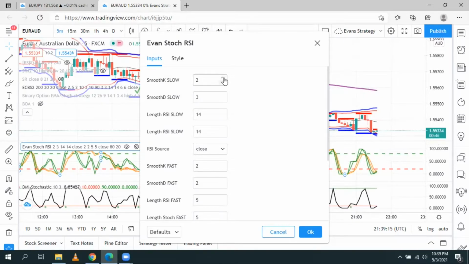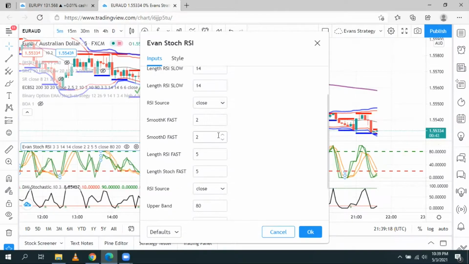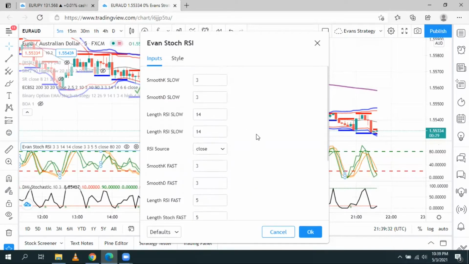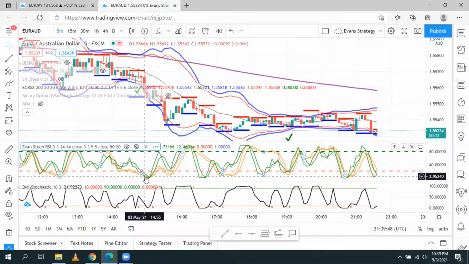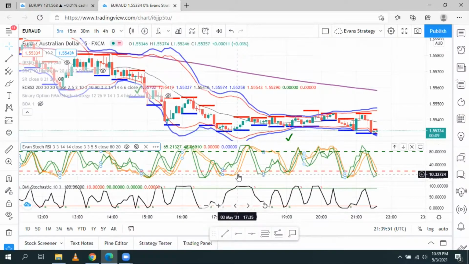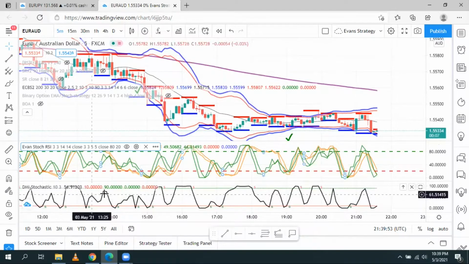Actually, this is going to be 3, 3. It is while I was being strict, because in this business, you have to tweak some things to see if it will work more for you. This is how it will come by default, and I want to use it by default to teach us. So once you press that Evans stoch RSI, just leave it at default and it will do the work you want it to do. So now the DMI stochastic is the third one.